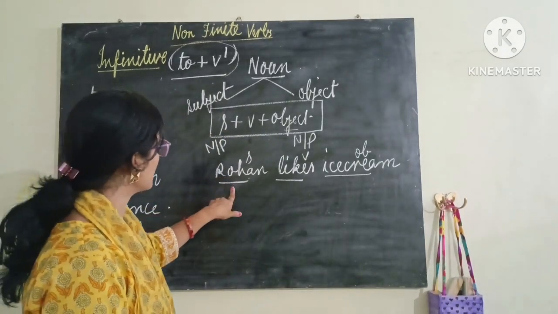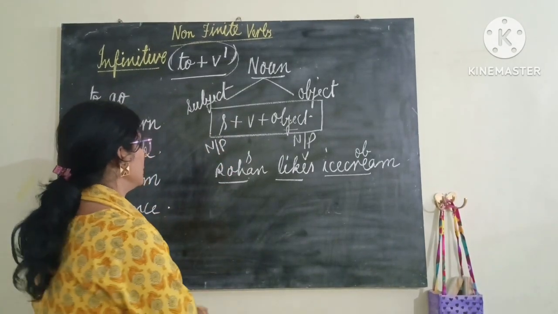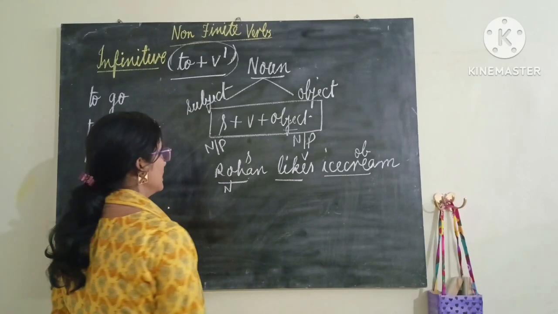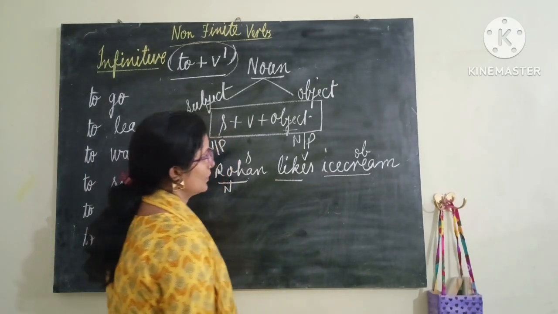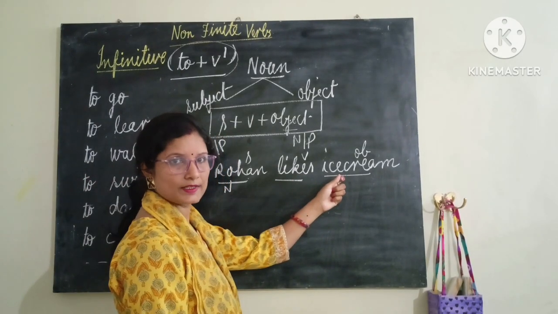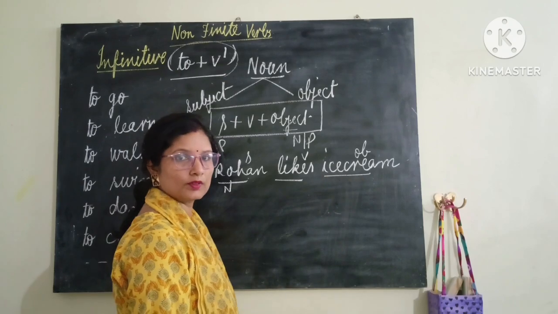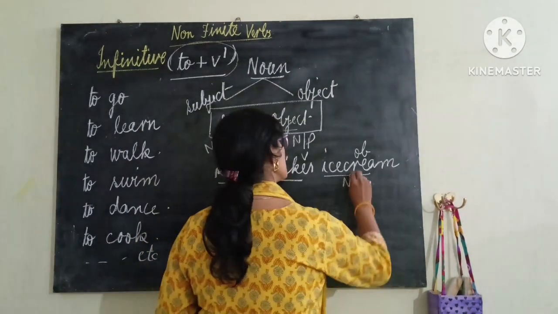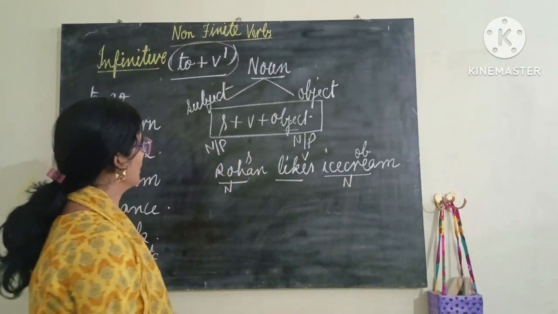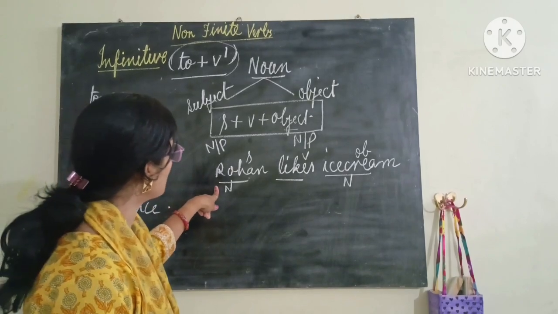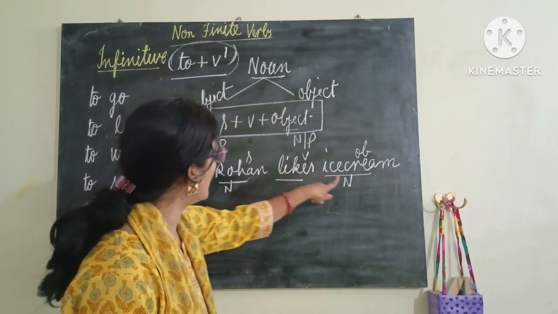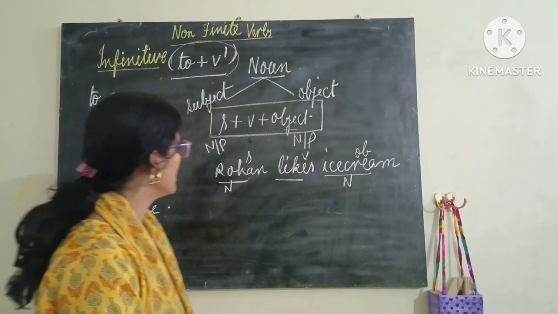So Rohan, is this a noun or pronoun? This is a noun. Now, ice cream, the object. Is this a noun or pronoun? This is a noun. The condition is fulfilled. Subject and object are both nouns here.